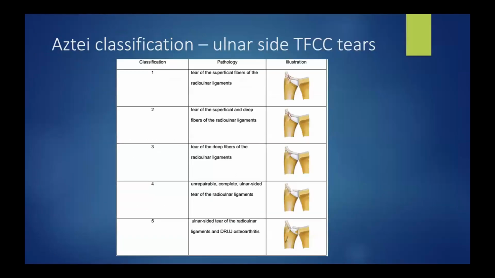And this is the Atzei classification. This is for the ulnar side TFCC tears. So this has five classes. The first one is tear of the superficial fibers. 2 is superficial and deep fibers, and the third one is tear of deep fibers alone of the radioulnar ligaments. And 4 is an unrepairable tear with complete ulnar side tear of the radioulnar ligaments. And 5 is ulnar side tear of the radioulnar ligaments, also associated with DRUJ osteoarthritis.